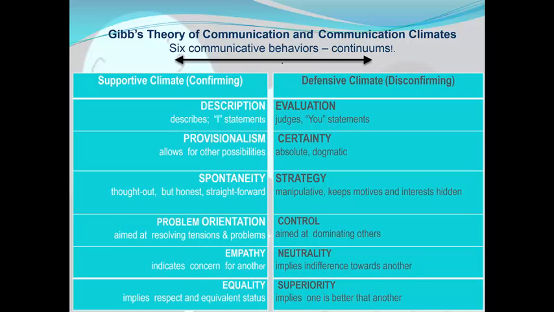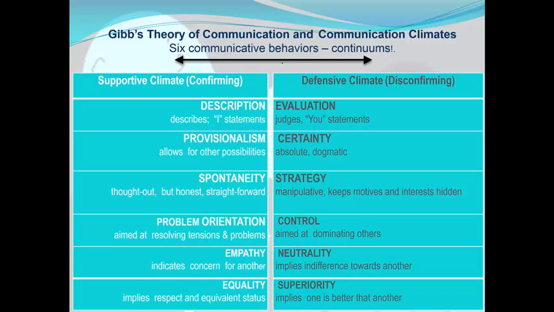If you're creating a supportive climate, what we're aiming for is communication behaviors that are focused on description. And so they more describe a situation and use I statements. We use provisionalism, which means we're open to other possibilities. There's spontaneity, so even though this is thought out, this is honest and straightforward communication. There's a problem orientation, so we want to resolve tensions and issues. We have empathy, which indicates our concern for others. Then we focus on equality, which means we imply this respect and equivalent status of the people we're interacting with.